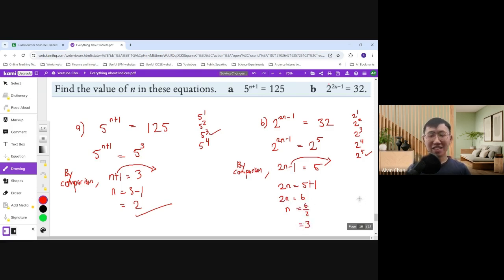So how to check the answer, right? Basically, you're going to substitute n is 3 into this question over here. So 2 to the power of n, so 2 times 3, 6, minus 1, so it's 5. 2 to the power of 5 is indeed 32. So that's how teacher knew very confidently that the answer is 3.